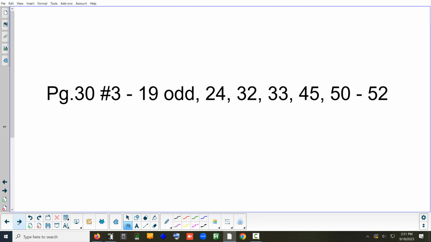3 to 19, that doesn't have it. 24, 32, 3. Okay, it's 45. That's the piecewise graph. That's the only one you won't be able to do. So we'll do the piecewise graph tomorrow, and then we'll do the last section in chapter 1, which I think we're doing is 1.5 or 1.6. I can't remember. It's one of those two.